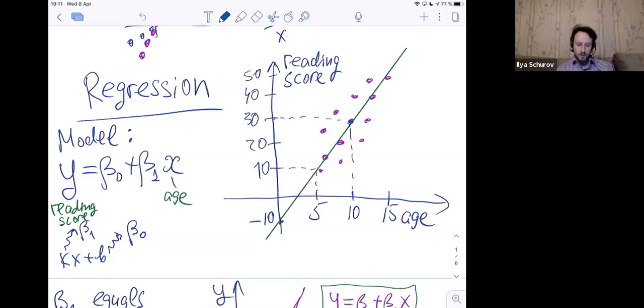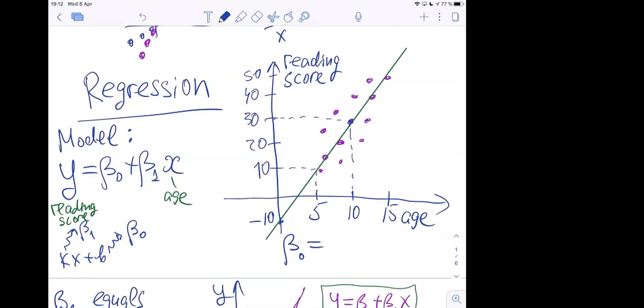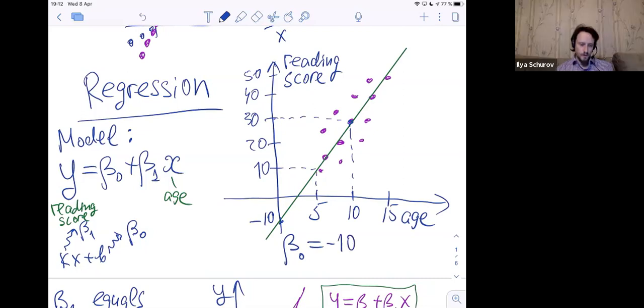I think that we have something like this. So can anybody tell me what is the equation of this line? What are the regression coefficients? So what about beta naught? Minus 10. Okay. Yes, so this is minus 10. And what about beta 1?